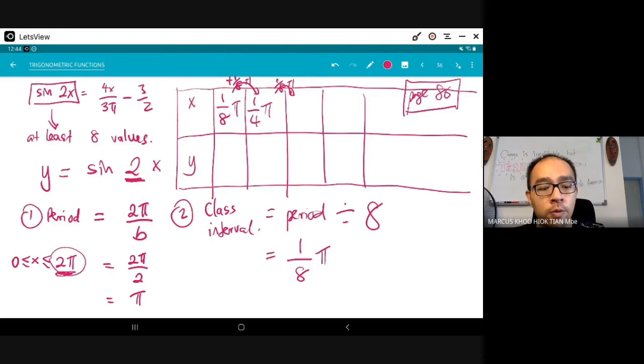So you get 1 over 4, then you plus 1 over 8 some more, you will get 3 over 8 pi. Then you plus 1 over 8 some more, you get 1 over 2 pi. And so on and so forth.